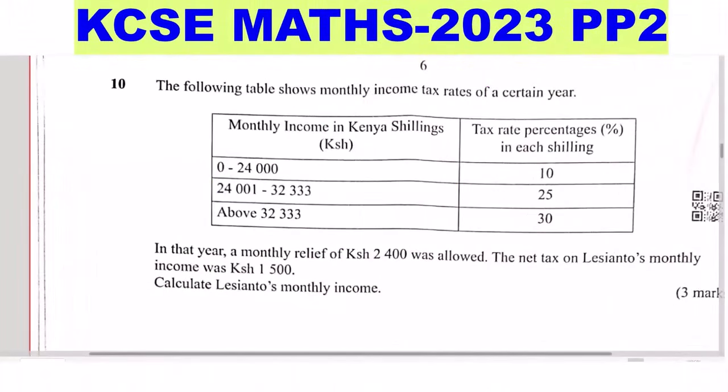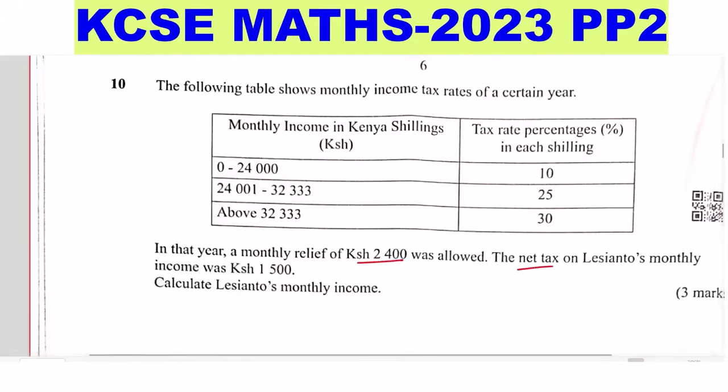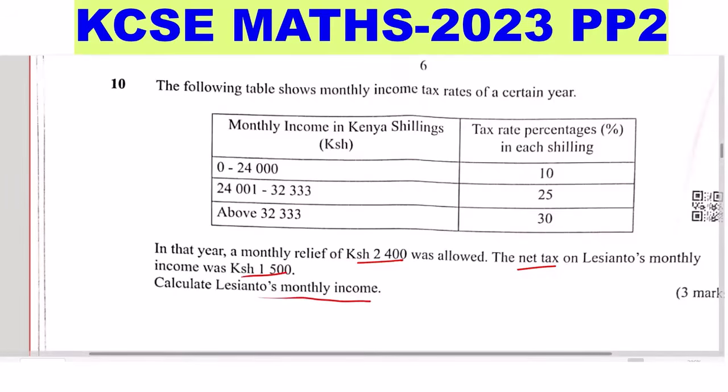Question 10. The following table shows the monthly income tax rates of a certain year. Monthly income in Kenyan shillings, then the tax rate percentages in each shilling is given there. That year, a monthly relief of 2,400 was allowed. The net tax on Lesiento's monthly income was 1,500 shillings. Calculate Lesiento's monthly income. So this is a backward taxation where you're given the net tax and the relief.